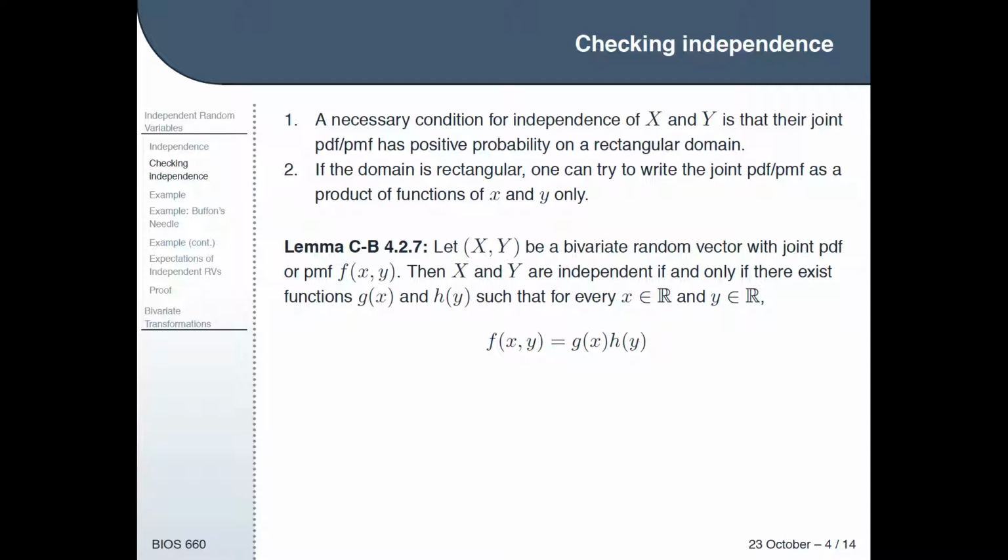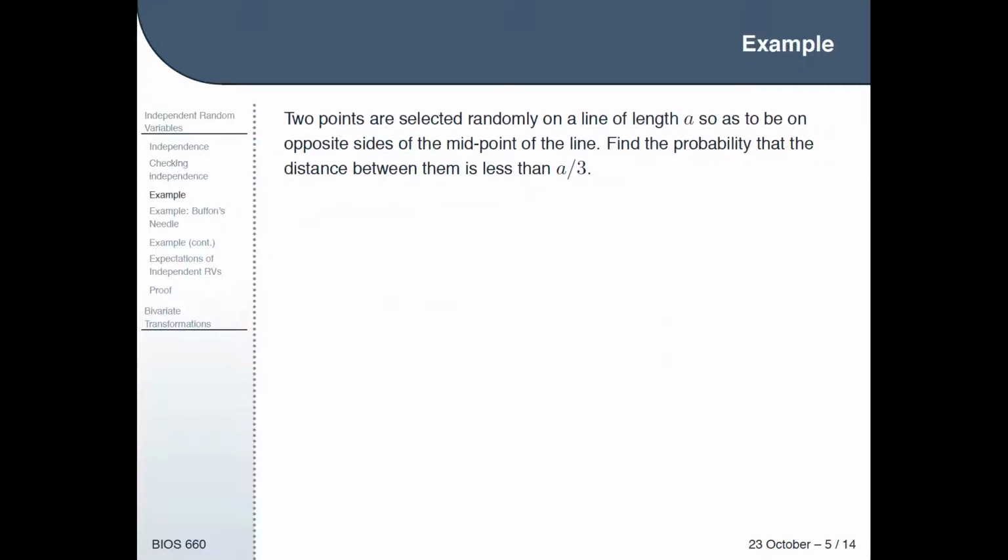In fact, as I said, there's a theorem in Casella and Berger that says that if x and y is a bivariate random vector, then they're independent if and only if there exist functions g that depends only on x and h that depends only on y, such that the joint PDF can be written as the product of g and h. And if I remember correctly, the theorem on the previous slide, Casella and Berger defines to be the definition of independence, but since it's an if and only if, that definition is equivalent to the definition that I gave earlier.